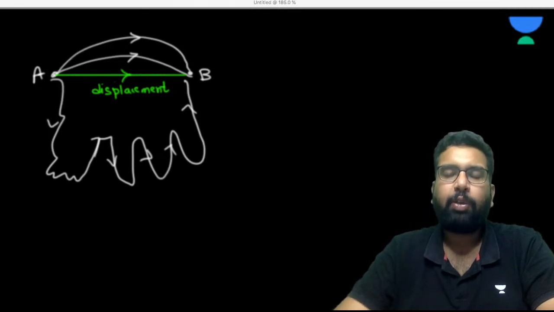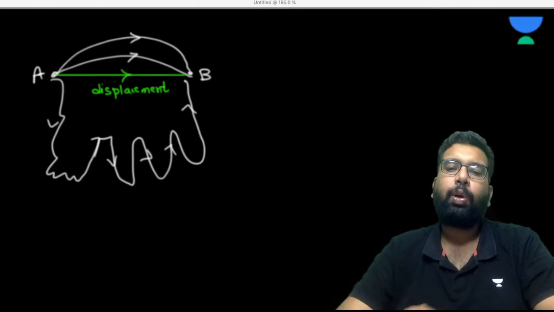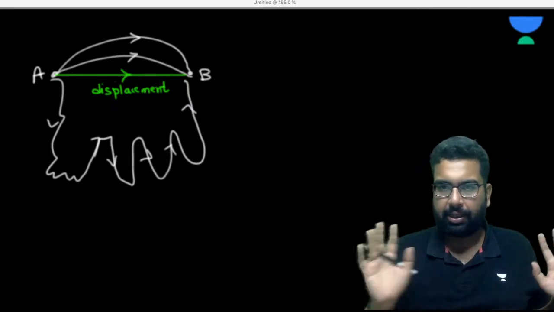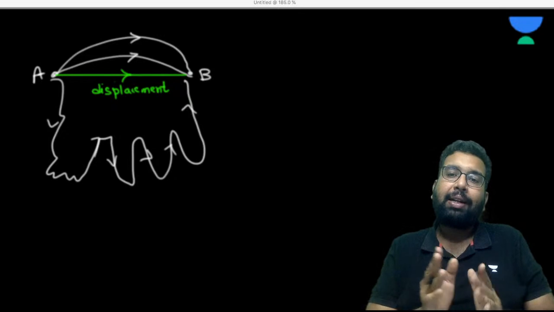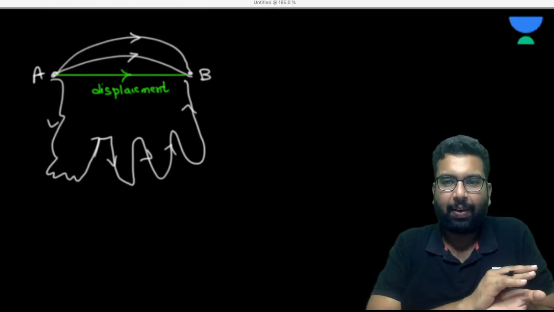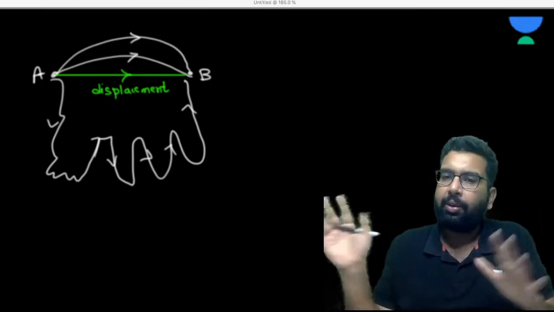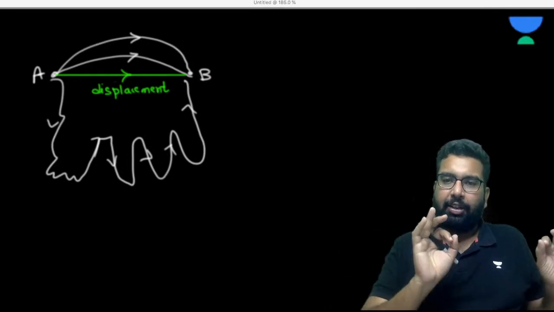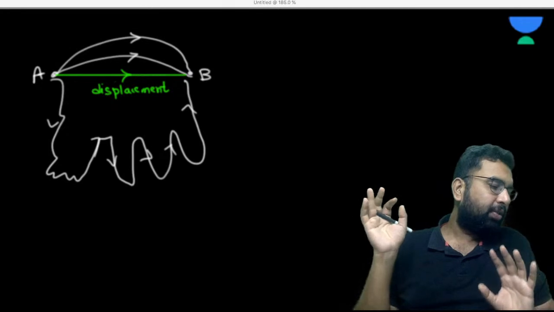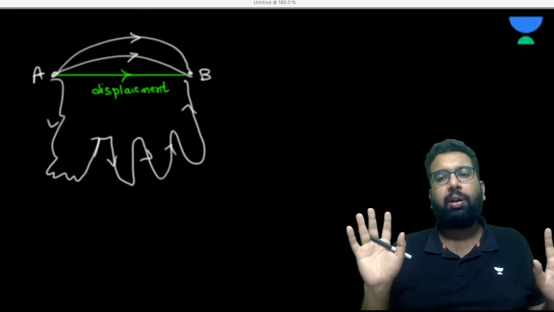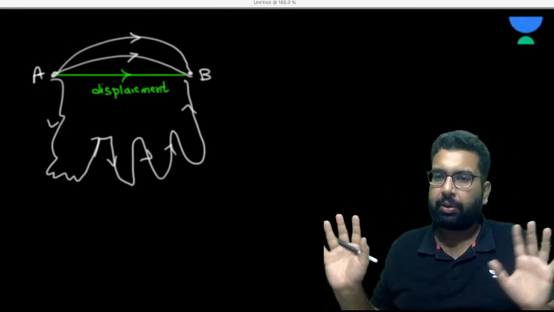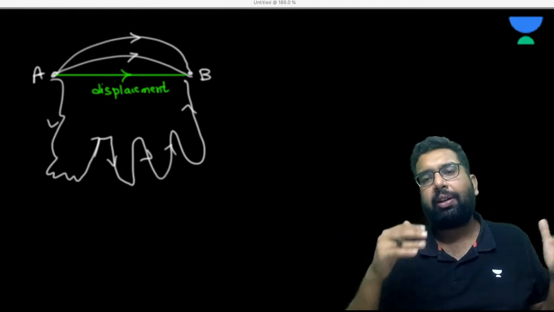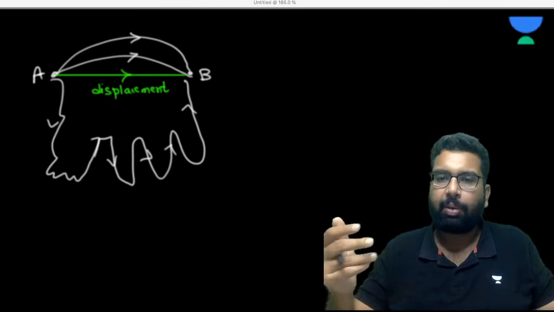From initial to final point, what is the actual path you have followed? That refers to the distance. And what is the shortest path that could have been followed? Whether it is actually followed or not is not our concern. The actual followed path refers to the distance, and the shortest path, no matter if it is actually followed or not, will be the displacement.